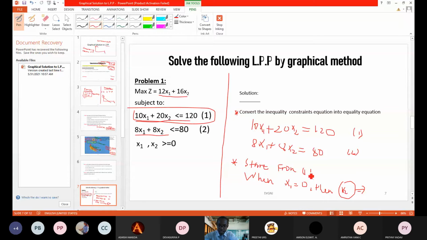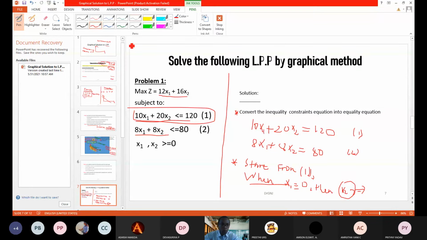I'll repeat again. Here we start from this equation. Let me make it clear so you can understand. We start from equation 1, and we say when x1 is equal to 0, then x2 is equal to what? What should be the value of x2?